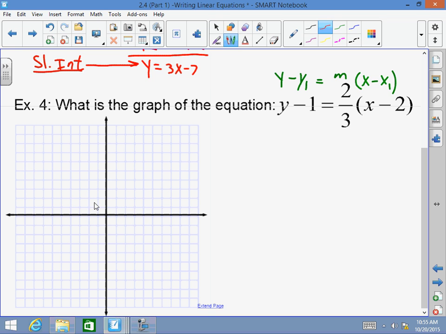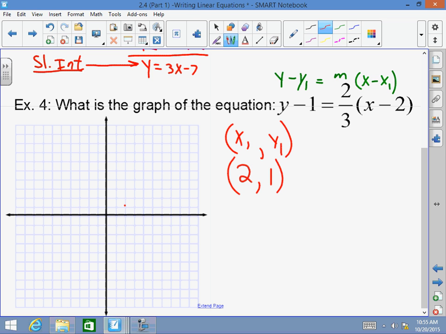What is my x1, y1? Okay, no. Guys, this is x minus x1. If it's x minus 2, what was the value of x1? Positive 2. This is y minus 1. Okay, this is y minus y1. So what's the y1 value? 1. So go to 2, 1.